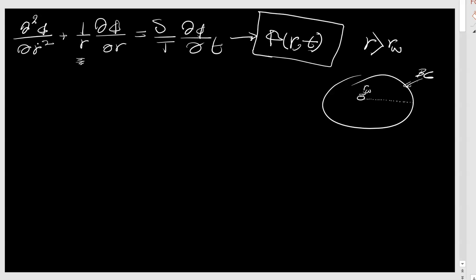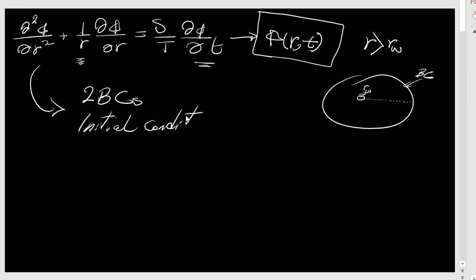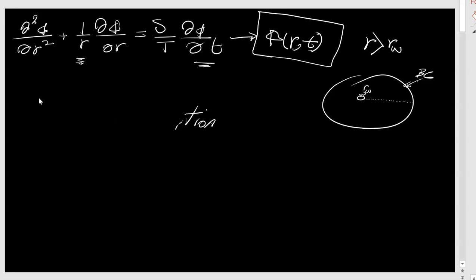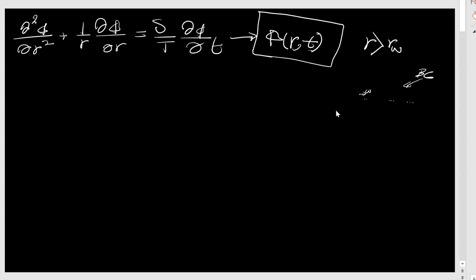And as you see here, this is a second derivative with respect to r. So to solve this problem, you need to have two boundary conditions, and because of the time derivative, you need to have an initial condition. Okay, so mathematicians went and solved this problem, at least for very basic boundary and initial conditions.